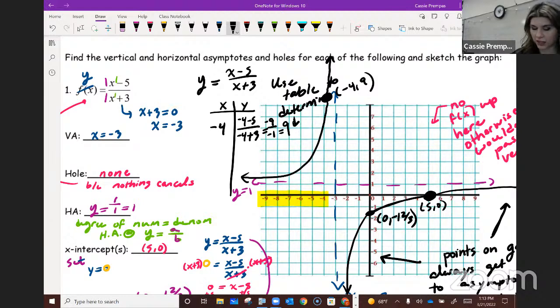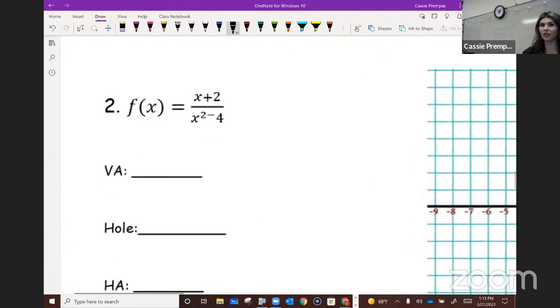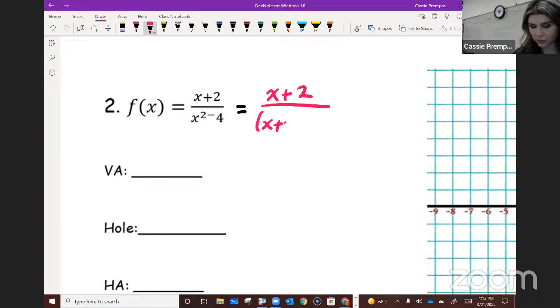All right, on to number two. What do you think we have to do before we can actually sketch this? Write out all the stuff. How do I figure out the stuff? What do I need to do with x squared minus 4? Factor, good. So we're going to have x plus 2 over quantity x plus 2, x minus 2.